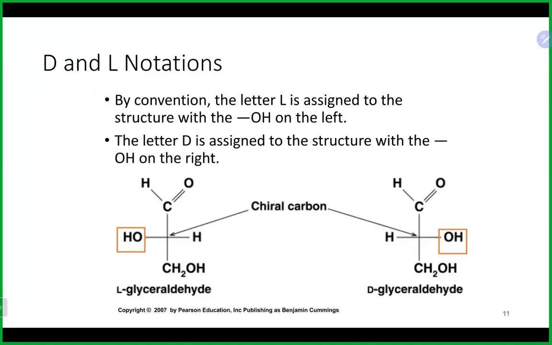Now, that also brings us to some notations of D and L. D basically means right, and L means left. And when we have carbohydrates, for example, we sometimes indicate them as either the D form or the L form of it. And what it has to do with is where the last OH group is located on the furthest chiral carbon from your oxidized group.